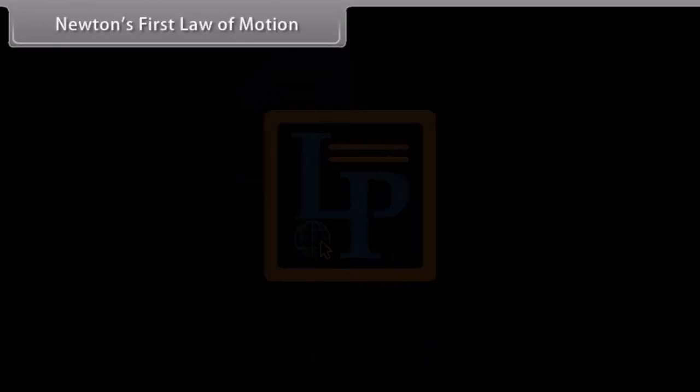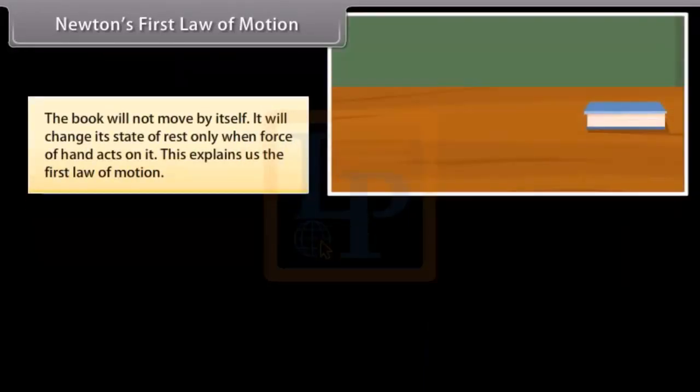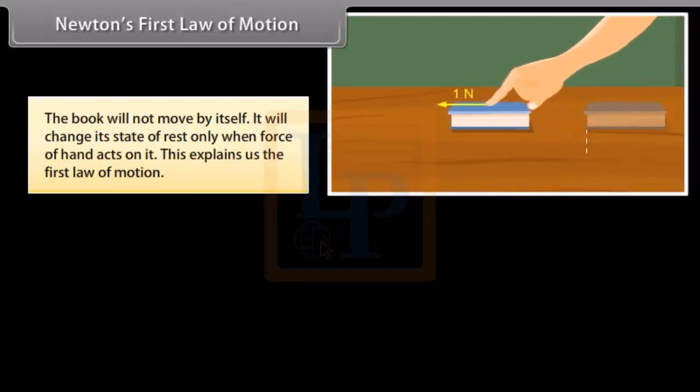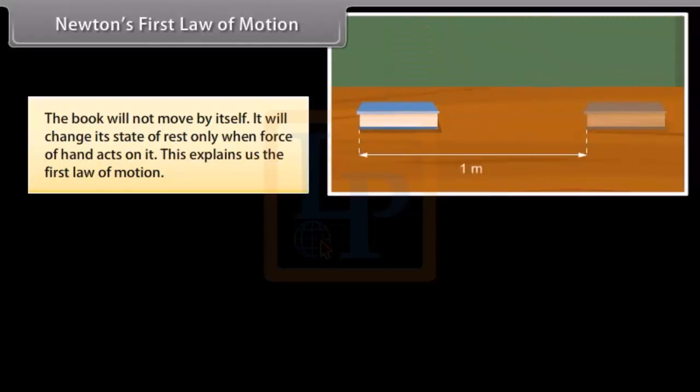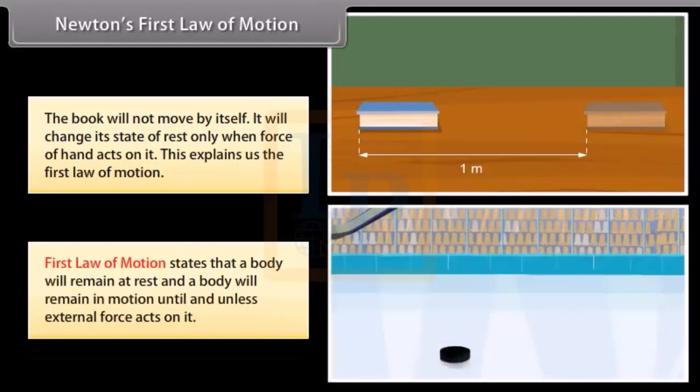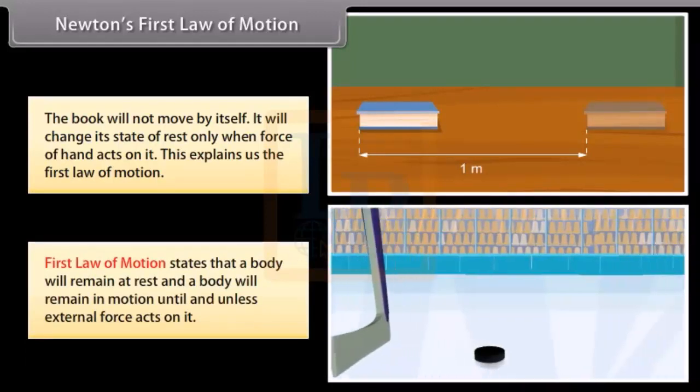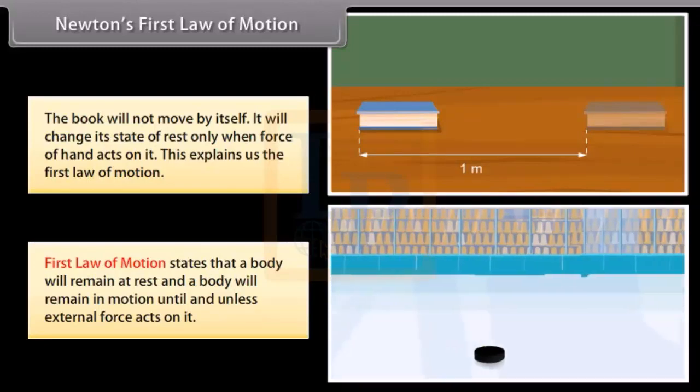Newton's first law of motion. The book will not move by itself. It will change its state of rest only when the force of a hand acts on it. This explains the first law of motion. The first law of motion states that a body will remain at rest, and a body will remain in motion, until and unless an external force acts on it.